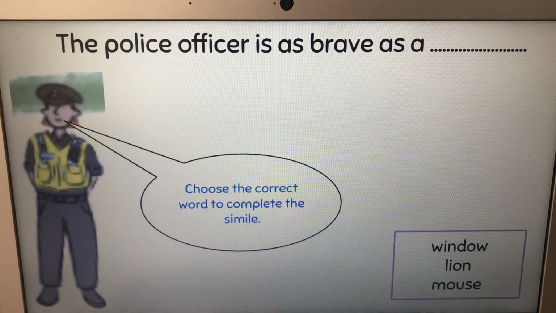Okay, let's try this one. The police officer is as brave as a window. The police officer is as brave as a lion, and the police officer is as brave as a mouse. Which is the correct word to complete the simile?